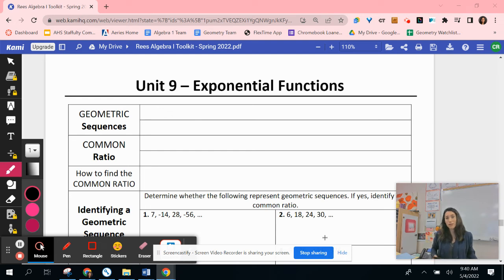Hi, we're going over geometric sequences in our toolkit today. Okay, so first thing we want to look at is, what is a geometric sequence?